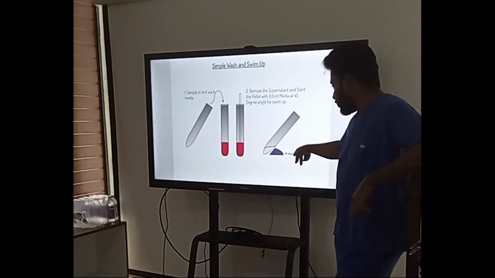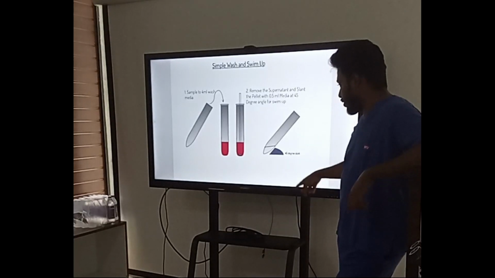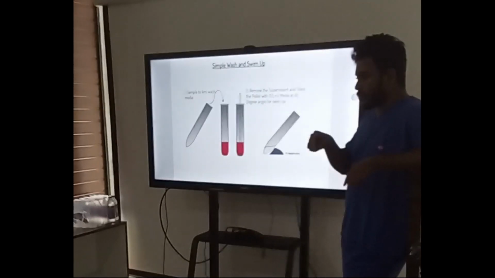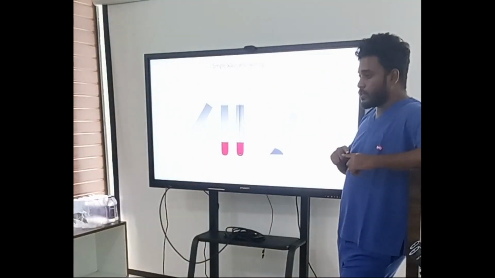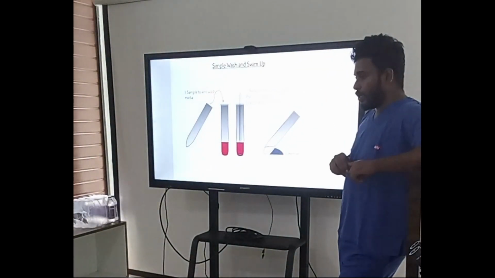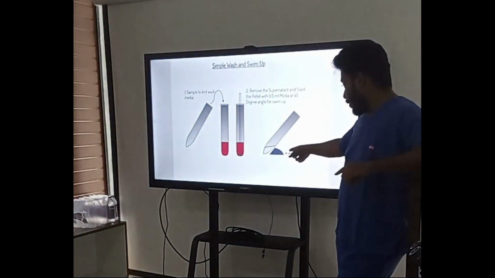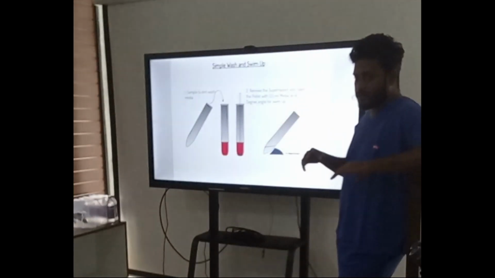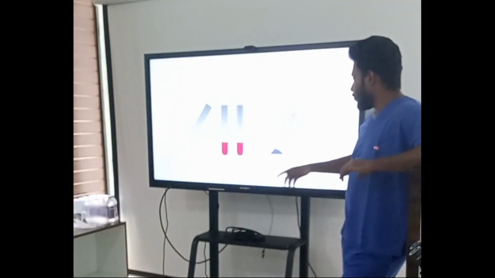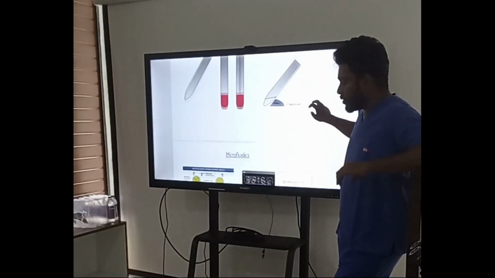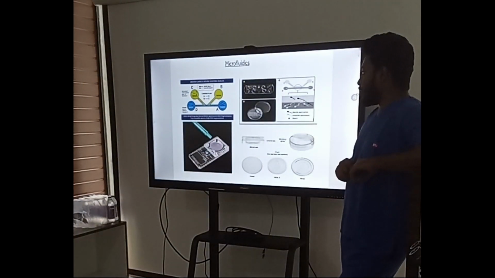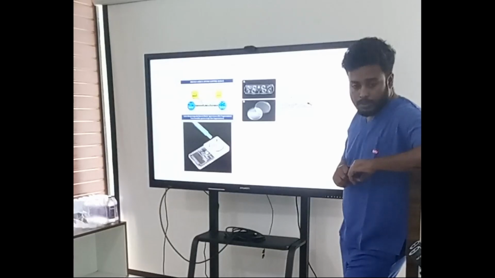The reason we keep the slanting position of 45 degrees is to increase the surface area. If you keep it this way, the travel distance to come upstream is larger, and by keeping it at 45 degrees you are reducing the time of swim up and creating a large surface area for the sperm to come up, where you will have highly motile sperm for the ICSI or IUI.